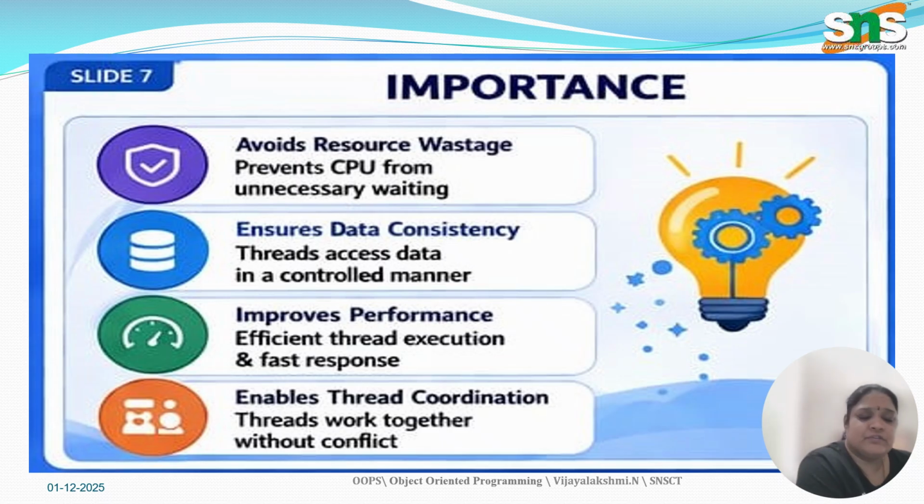What is the importance of this? It avoids resource wastage and prevents the CPU from unnecessary waiting, which means the CPU should not be idle even for a second. It ensures data consistency, as threads access data in a controlled manner. It improves performance, with efficient thread execution and fast response. It enables thread coordination: threads work together without conflict.